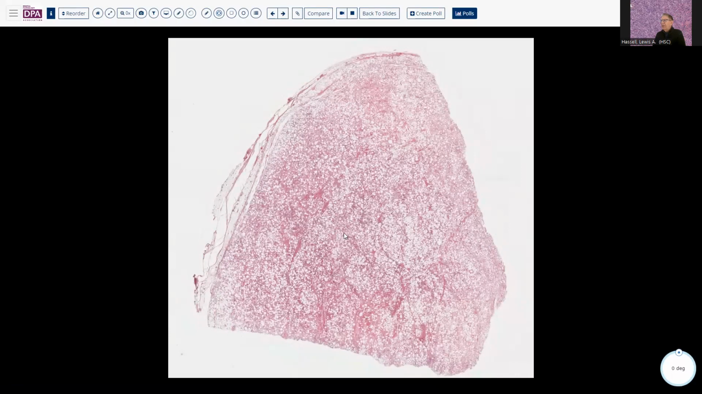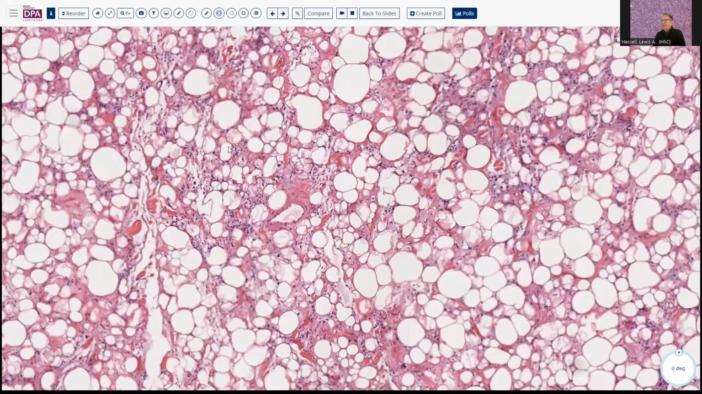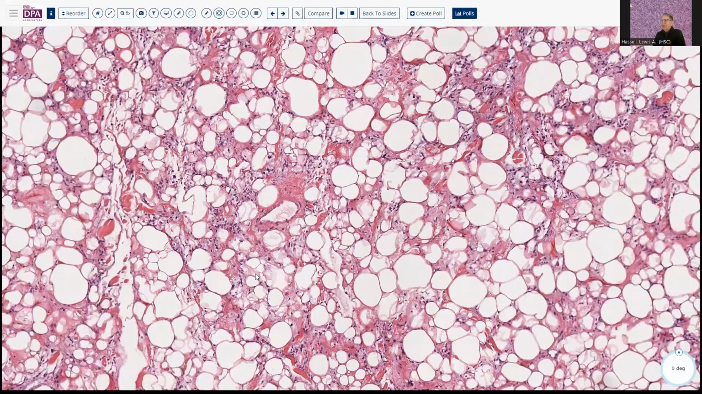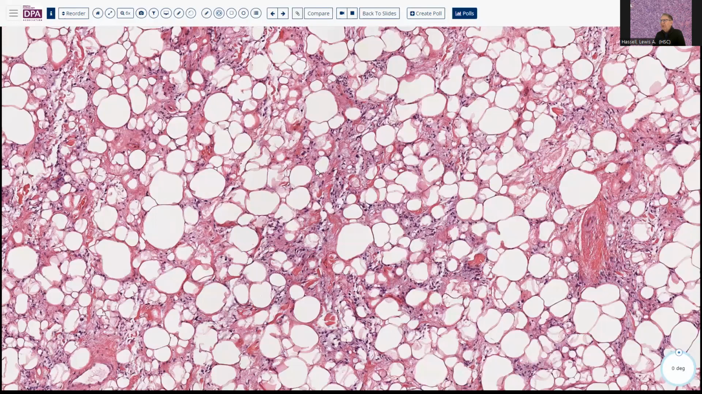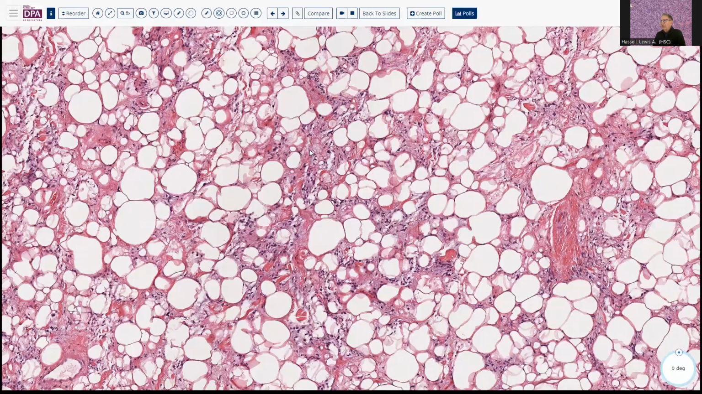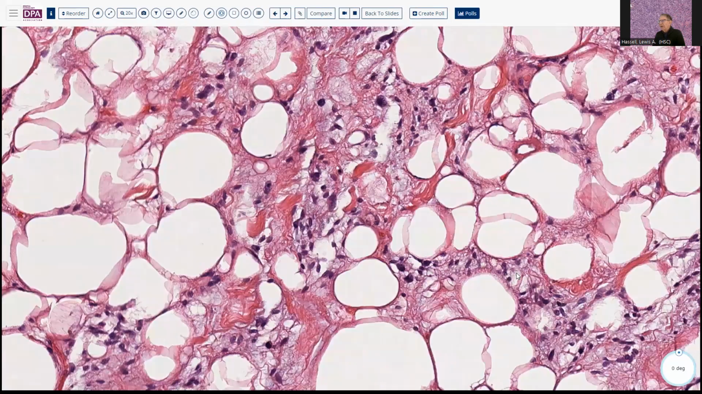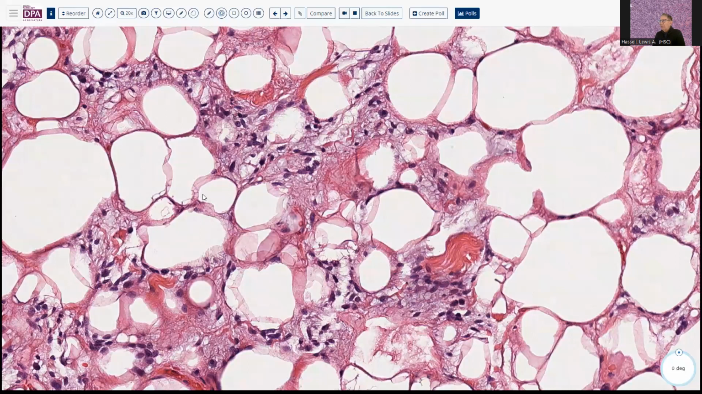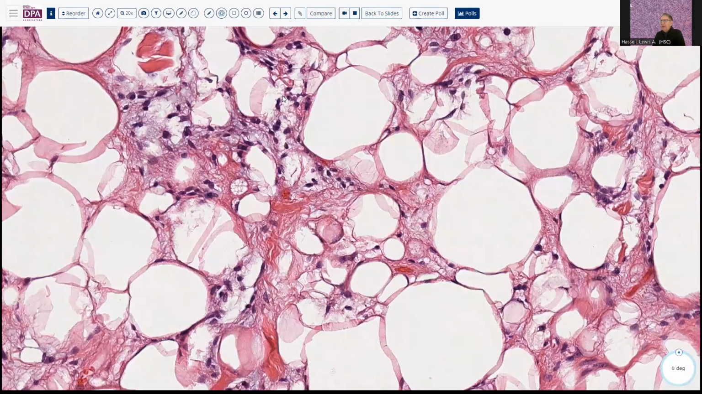Well, here's another case. And actually, I include this case because this case was submitted as a well-differentiated liposarcoma or atypical lipomatous tumor. But I think if you look at this tumor, you see that it has much more of the coarse collagen. It has the pleomorphic cells. I think there were some giant cells in here as well. And so it really fits a little bit better into the category of pleomorphic lipoma.